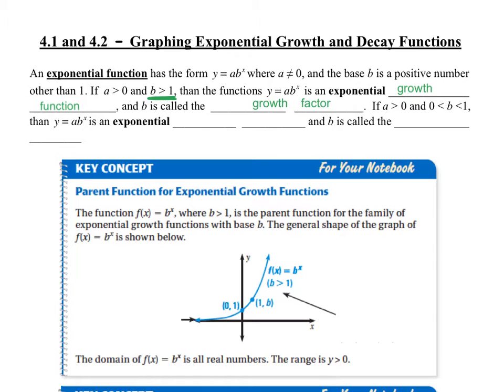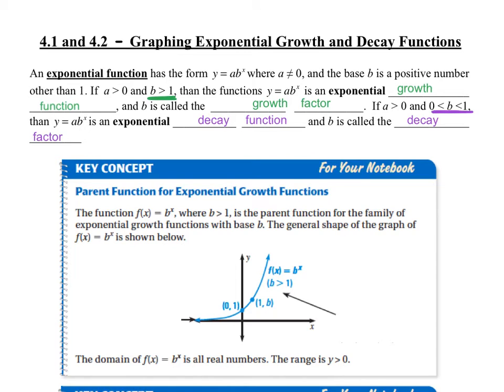So what that means then, if a is greater than 0 but b is in between 0 and 1, so that means it's a fraction again. Again, we said we can tell so much just from that a out in front. So if b is a fraction, say 1/3 or 1/2 or 2/5, something between 0 and 1, then we're going to have an exponential decay function, and b is going to be the decay factor. So if b is greater than 1, we have growth, and if b is between 0 and 1, then it's going to be decay. So let's look at what they actually look like.